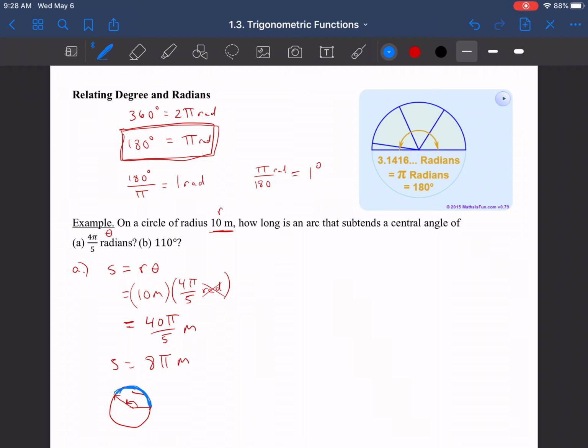Now for part B, they give us theta, but it's in degrees. So we have theta equals 110 degrees. The key to this one is if we want to use that equation, we have to actually convert it. And so we convert it by multiplying by, we put what we want to end up with on the top, which is pi radians, right? Getting this from right here, over what we want to get rid of, which is degrees, 180 degrees. That's this 180 degrees right there, okay?